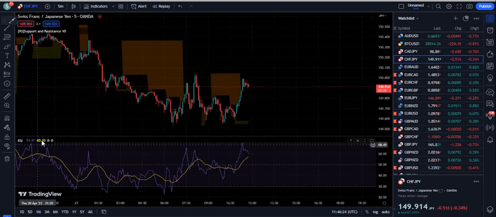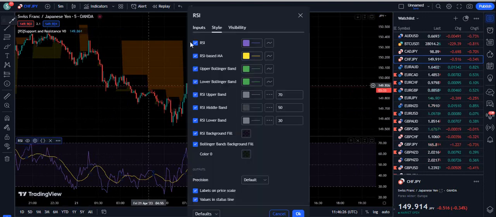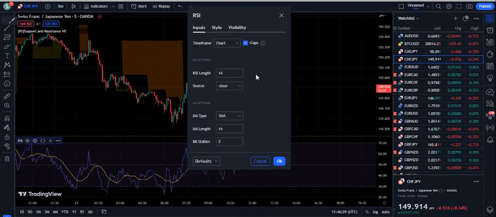Now let's talk about the settings. If we go to the settings and then to the input section, the RSI length is 14 and the MA length is 14 into 2. Just keep this video in your mind. Maybe it will help you in the future, and you will realize this concept and remember that FX Mentor told you this.